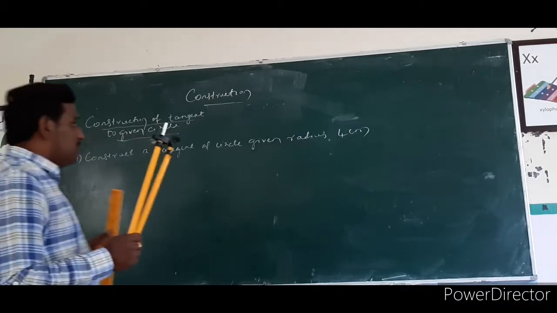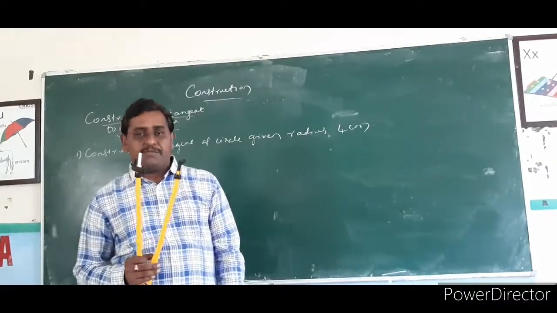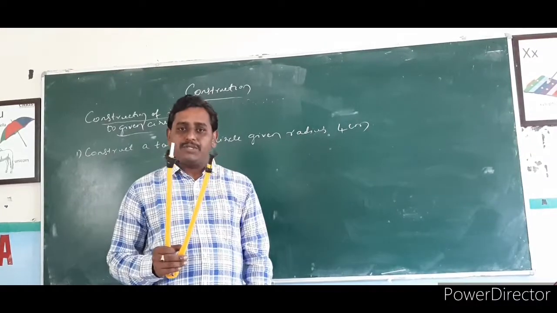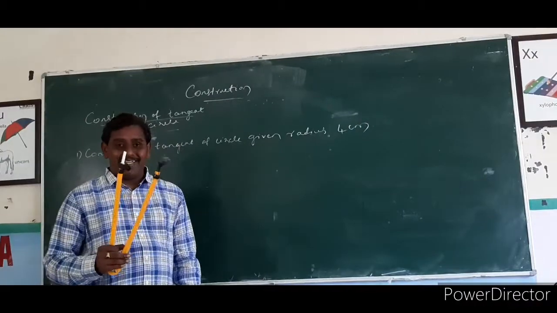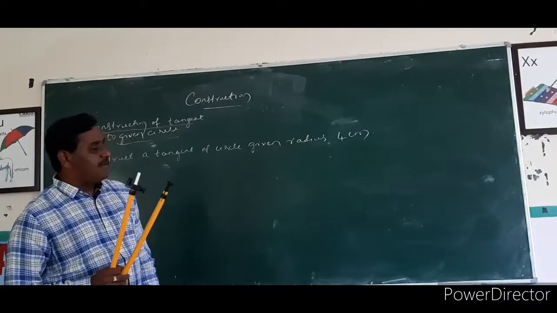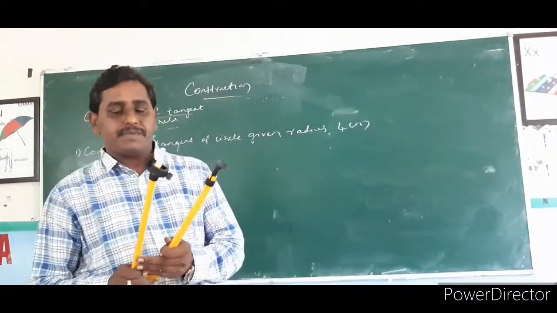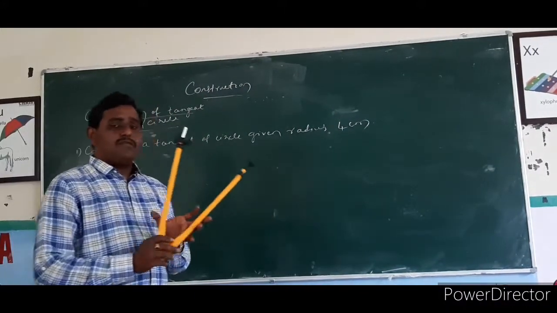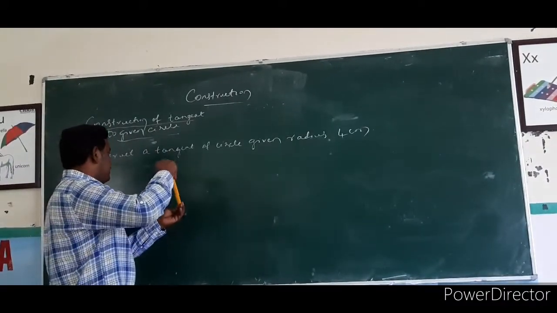For this, you have to use the geometry box properly. If you are not taking proper measurements with proper instruments, you will lose the construction and you will lose the marks also. That's why be careful, because it is the easiest part of mathematics for scoring. From a scoring point of view, you can easily score 4 marks from this. If they give you construct a tangent for radius of 4 centimeters, you can take 4 centimeter from your compass and draw one circle.